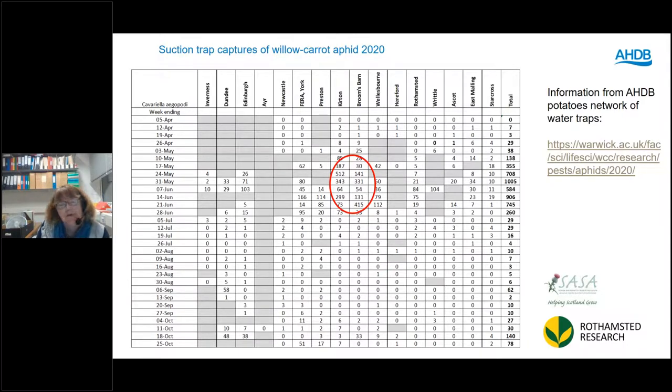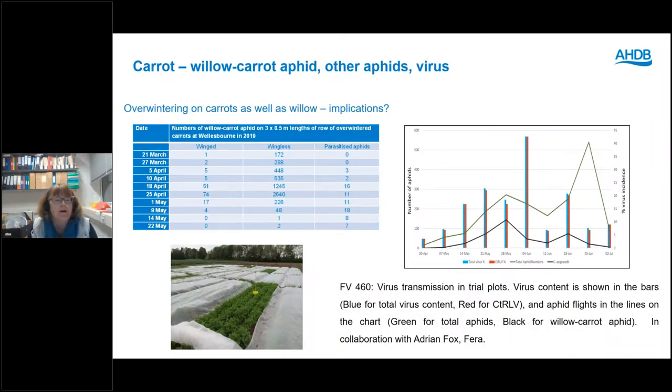And I guess it's always been thought that these were aphids that came off the stages that overwintered on willow as eggs. But we have also, in recent years at Wellesbourne, been following the progress of aphids on our overwintered carrots. We overwinter carrots for our carrot fly population. And we have recorded quite large numbers of aphids building up on these plots, and you can see those in the table on the left hand side.